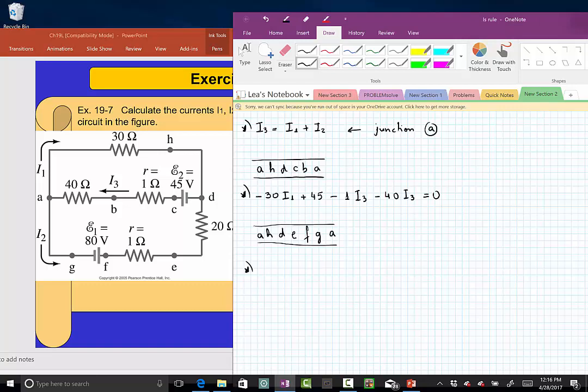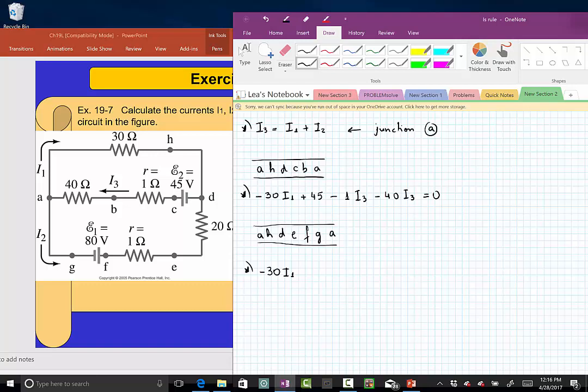Okay, so I go from A to H. We already did this. I'm going to write here minus 30 I1. I go from H to D, nothing. As I go now from D to E, be very careful, because I'm going opposite to the current I2. The current I2 is going counterclockwise, and from D to E, I'm going clockwise.